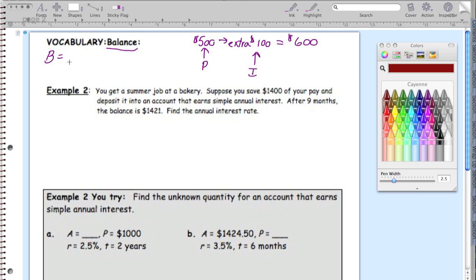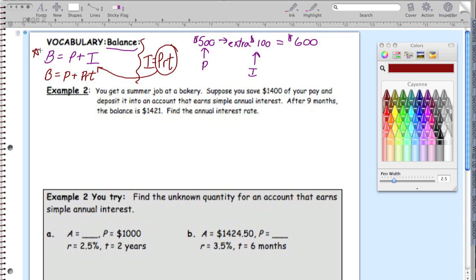We're going to write that. B equals principal plus interest. Now, follow along here, because right now we're getting into a whole bunch of variables. So we want to remember these variables represent something. Balance is our principal, how much we start with, plus our interest. Now, on the page before, we said interest is actually principal times rate times time. I equals PRT. So in place of this I here, I can put PRT. And that's exactly what we're going to do. We're going to say balance is equal to principal plus principal times rate times time.